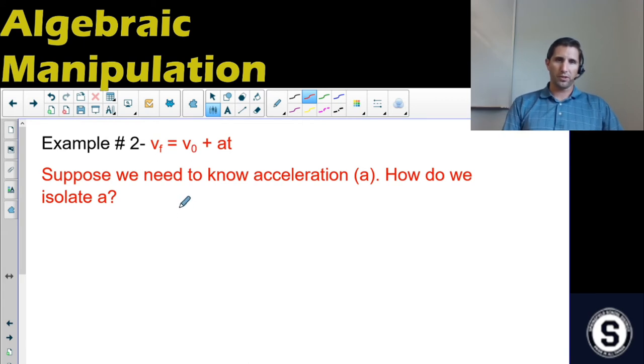Okay, so first, let's write out the equation. Vf equals Vo plus At. Again, I'm going to underline that A because that's what we're trying to solve for here. That was what we wanted to know in the example. So ask yourself, what's happening to A here? Well, A is being multiplied by T. We can see that because we have AT. And we also have this Vo being added to that. So we got two things going on here. We got multiplication happening, and we also have addition happening to it.